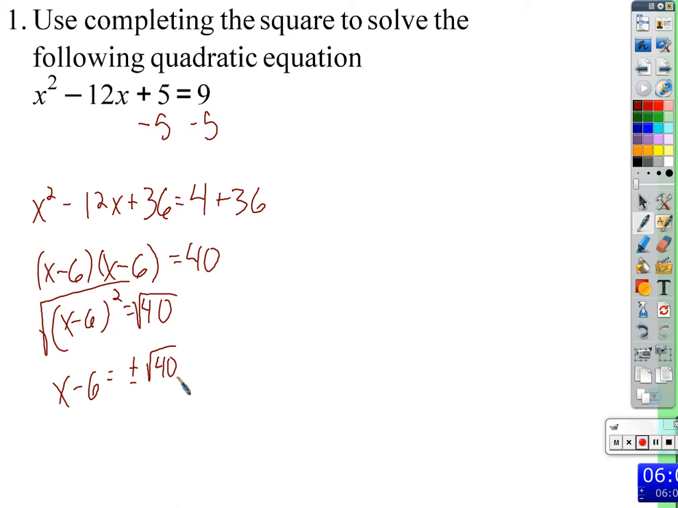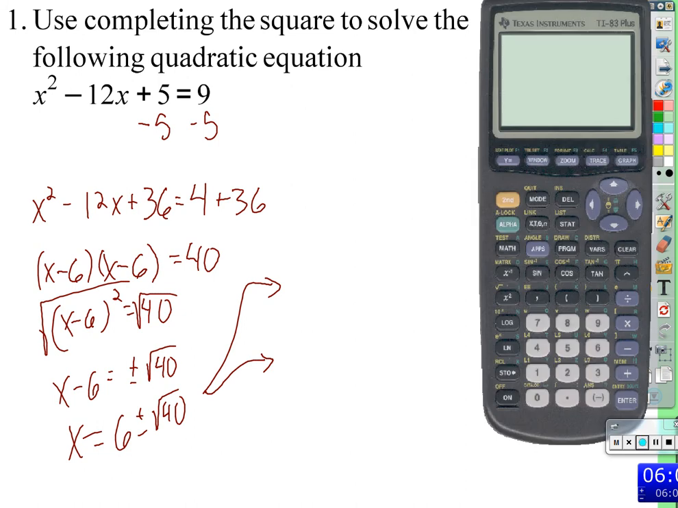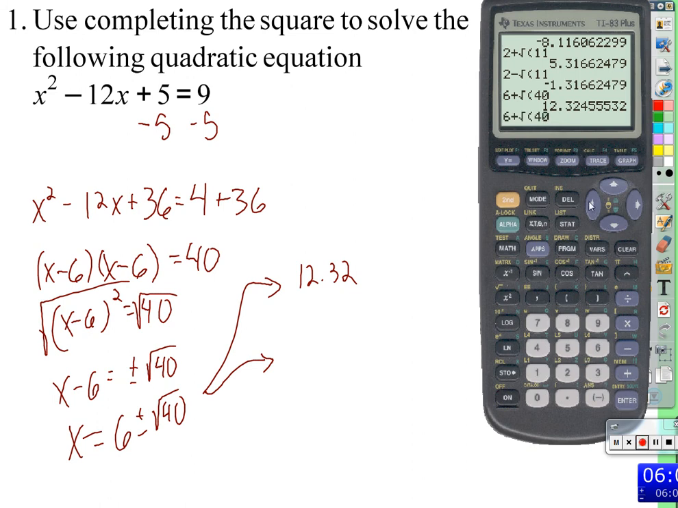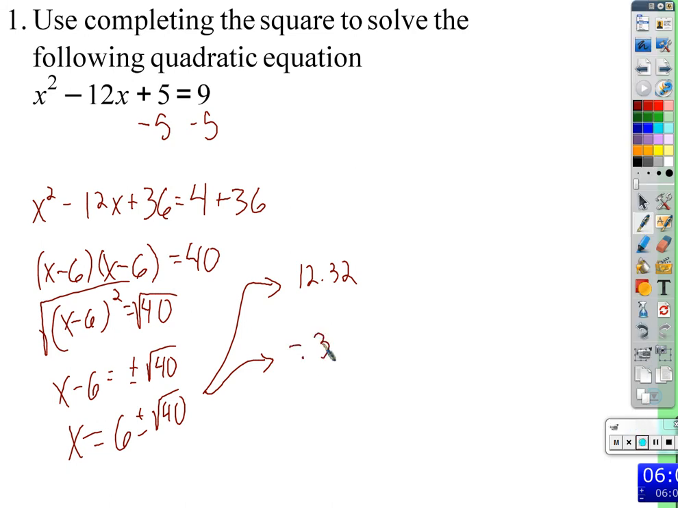So, what do we do now? Let's get x by itself. Add 6 on both sides. x equals 6 plus or minus the square root of 40. Great answer. Or, 6 plus the square root of 40 is 12.32. Or, when we subtract it, negative 0.32.